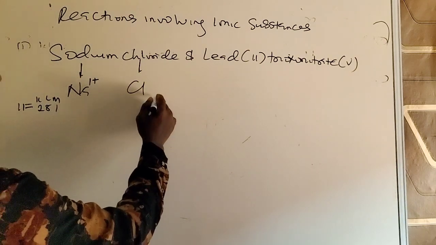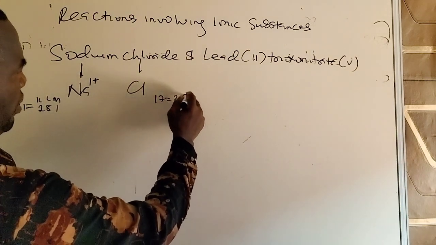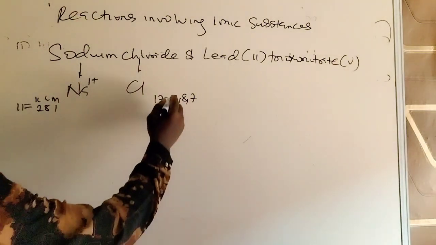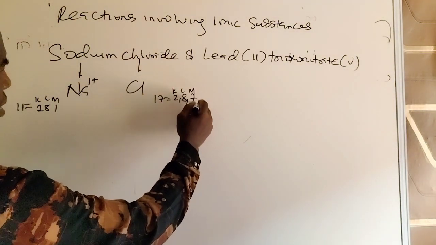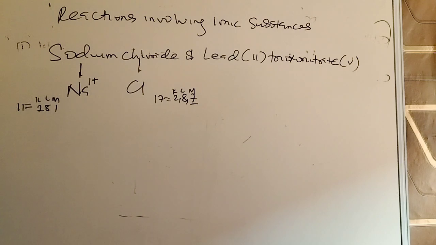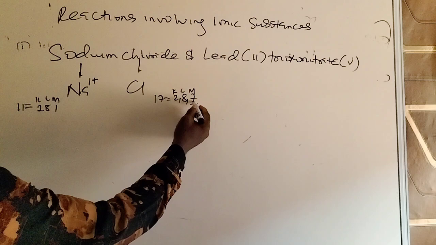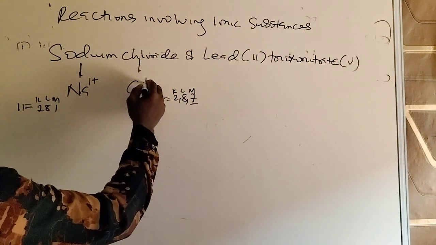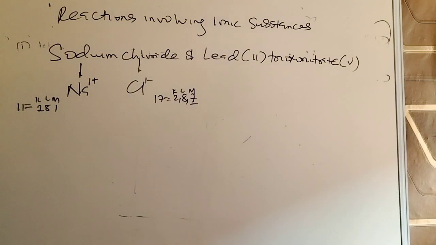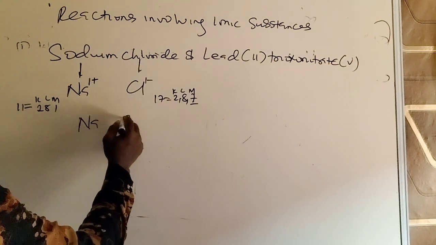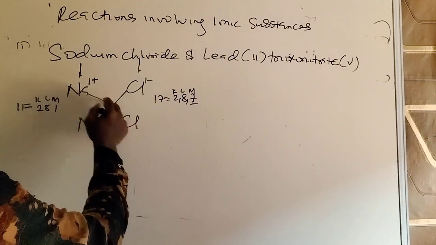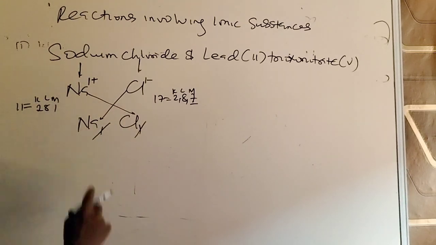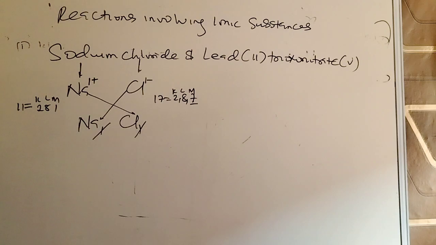Then for chlorine, 17, 2, 8, 7. K, L, M. Having more than 3 makes it a non-metal. For a non-metal, the valency is how many electrons you're going to accept to make the outermost shell up to 8. Subtract this number from 8; it needs an extra 1. The valency is also 1, or negative because it's a non-metal. So when you exchange valency, you have 1, 1, equal valencies cancel out. The formula is NaCl. If the valencies are unequal, you leave it.